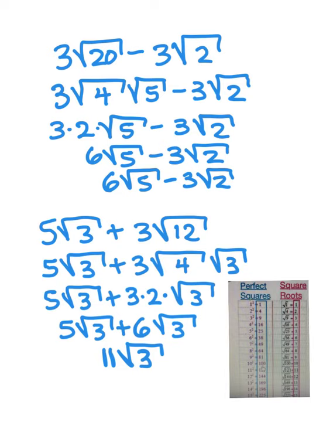So this is how to add and subtract radical numbers, or numbers underneath the square root sign. And we need to make sure that we simplify underneath the square root sign first before we can add or subtract them, and then we can make them smaller.